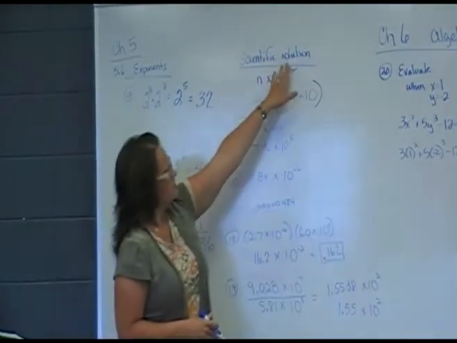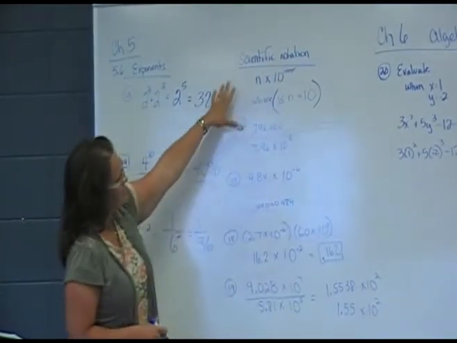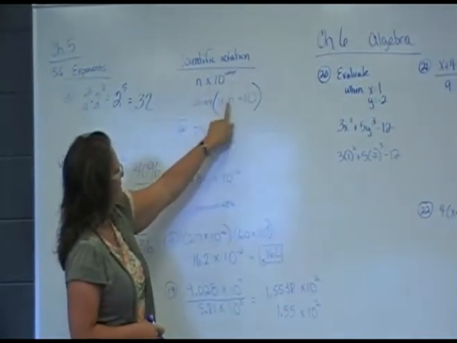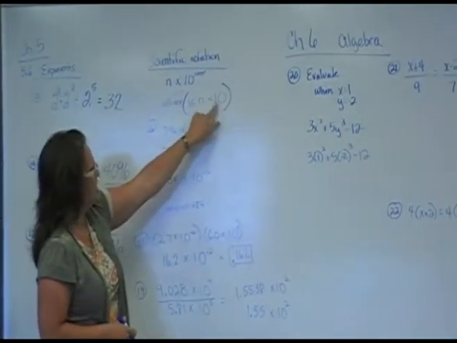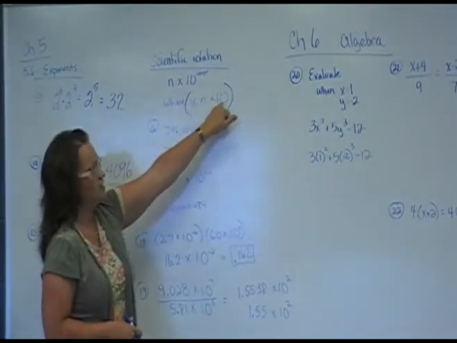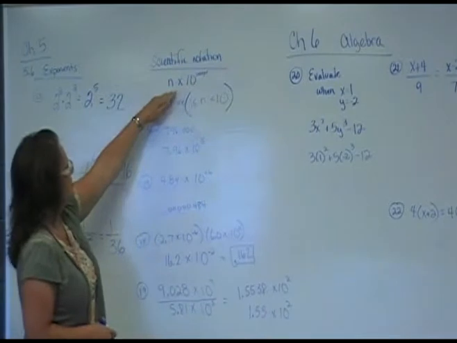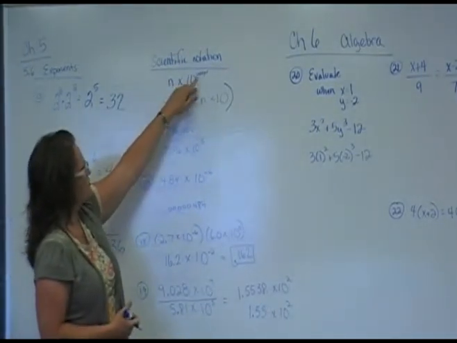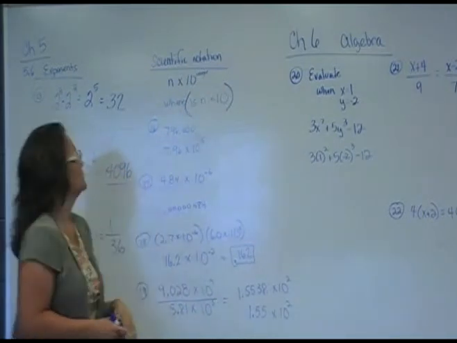Next topic is scientific notation. To write something in scientific notation, you need a number. That number has to be between 1 and 10. It can also equal 1. So greater than or equal to 1, but less than 10. So some number between 1 and 10 times a power of 10 raised to some integer exponent.